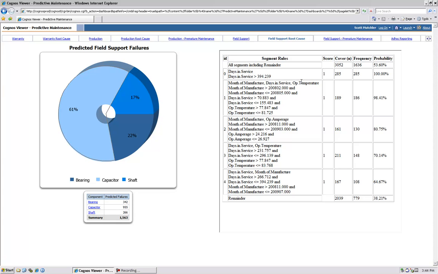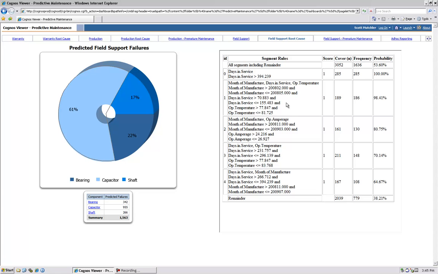What you find is the first group of failures, 285 units out of the 100%. These 285 units are predicted to fail if they've been in service for more than 394 days. So clearly this is a normal wear out, and we probably need to address these units, but it gives us a very clear rule for predicting failure.